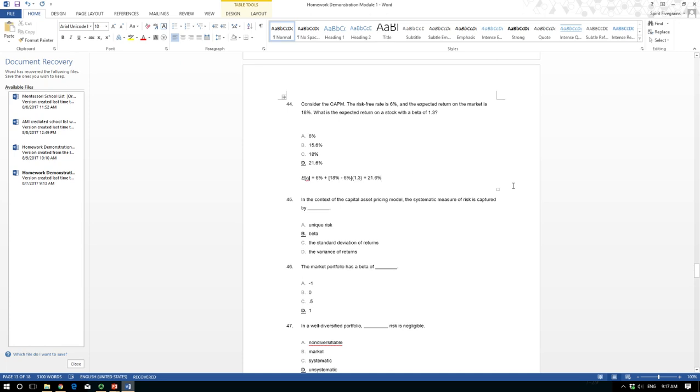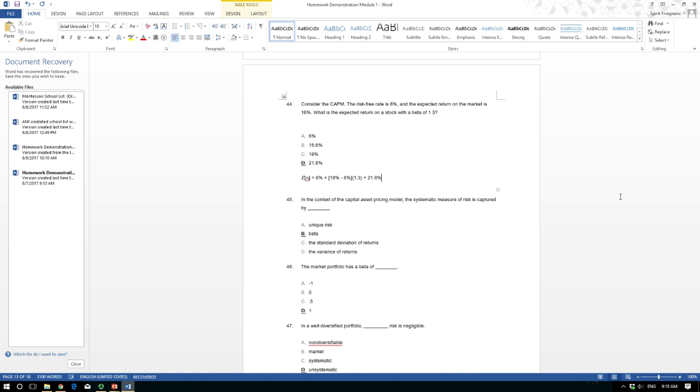Number 44. This is a very simple application of the CAPM model. Risk free rate is 6%, expected return of the market is 18%, and what is the expected rate of return for a stock with a beta of 1.3? So here you need to recall the CAPM model. The CAPM model shows that expected rate of return equals risk free rate plus beta times market premium. You need to be careful about this market premium, because market premium is different from market return. Here 18% is market return. Market premium is the difference between market return and risk-free rate.